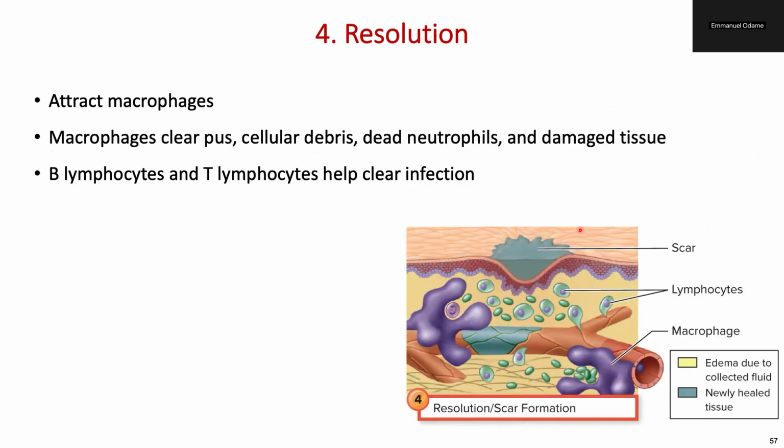So the fourth step that happens is that now we have inflammation or edema and everything comes out. Then you have the white blood cells present. They are getting rid of everything. This leads to a stage which is called resolution, where everything has been done. So after inflammation is done, macrophages are attracted, and macrophages come in and clear up the pus, the cellular debris, the dead neutrophils, and the damaged tissues. They get rid of everything. And then B cells and T cells are also recruited to help clear the infection.